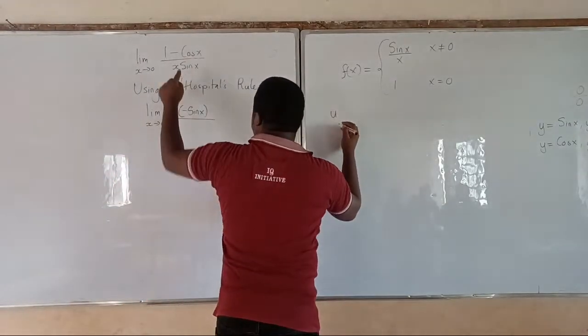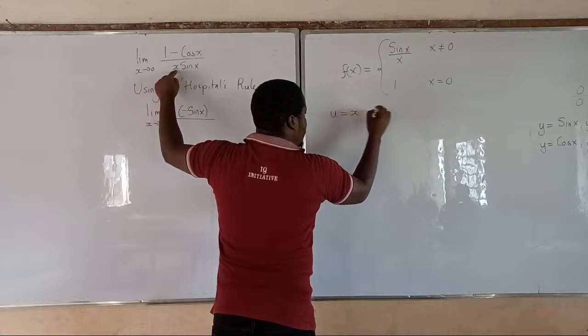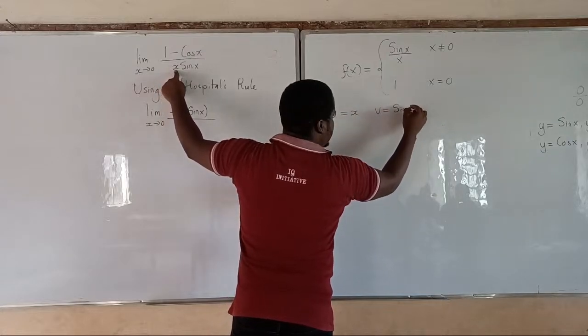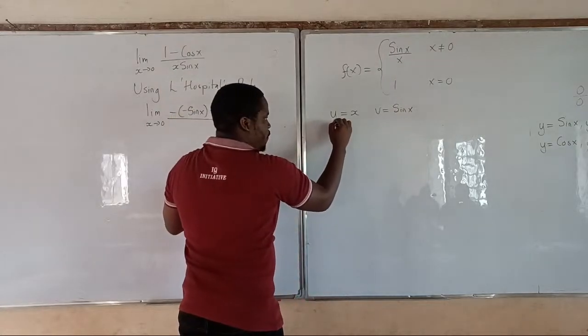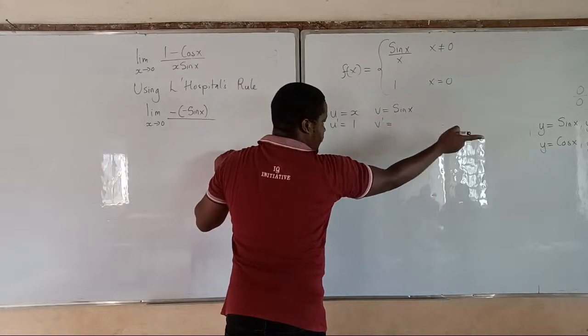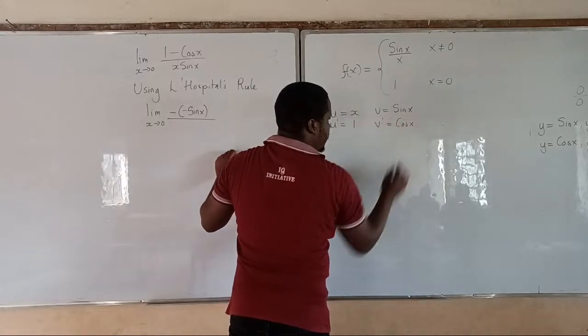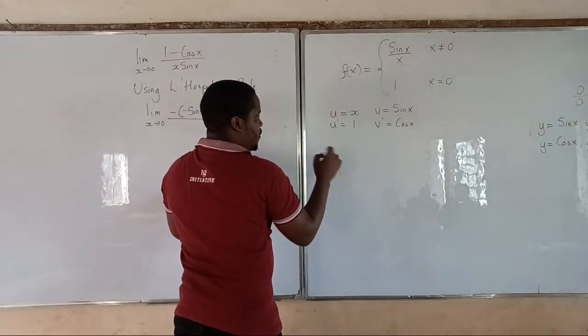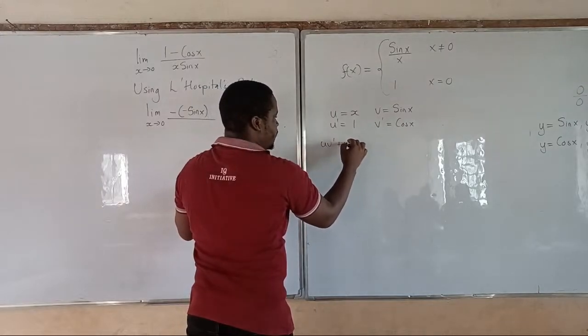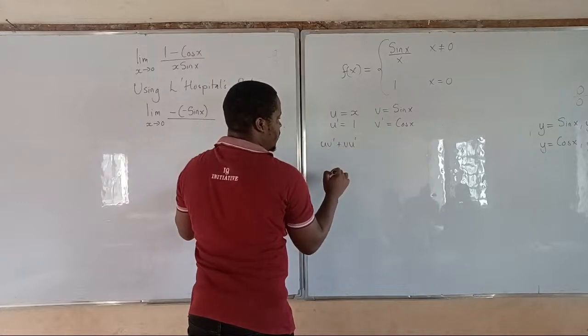The first function is u. The second function is v, like this. What's the derivative of x? 1. What's the derivative of sine? Cos. Is that okay? Then the formula is uv prime plus vu prime, something like that.